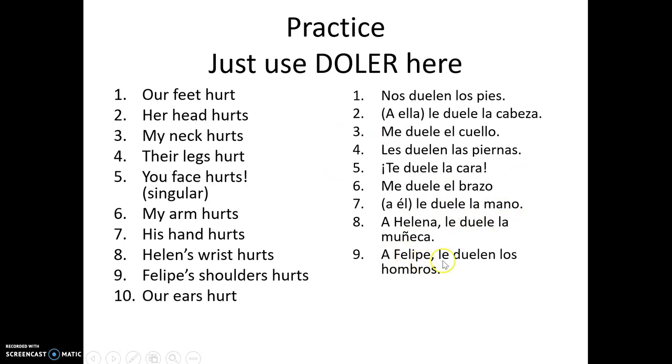Similar one, a Felipe, le duelen los hombros. So this time it's a plural form of the verb because it's hombros. And the last one, nos duelen las orejas. You could have put los oídos as well, that's a possibility. Okay, again, if you've got any problems, rewind the video back or have a look at my other one on impersonal verbs, or go back to your teacher.